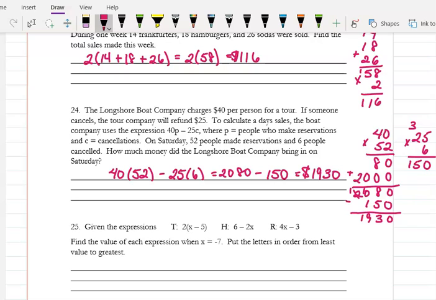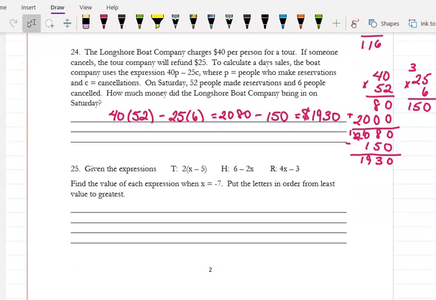Okay, last one. We have expressions T, H, and R. Find the value of each expression when x equals -7 and put the letters in order from least value to greatest. Okay, so that's similar to the one we did before.